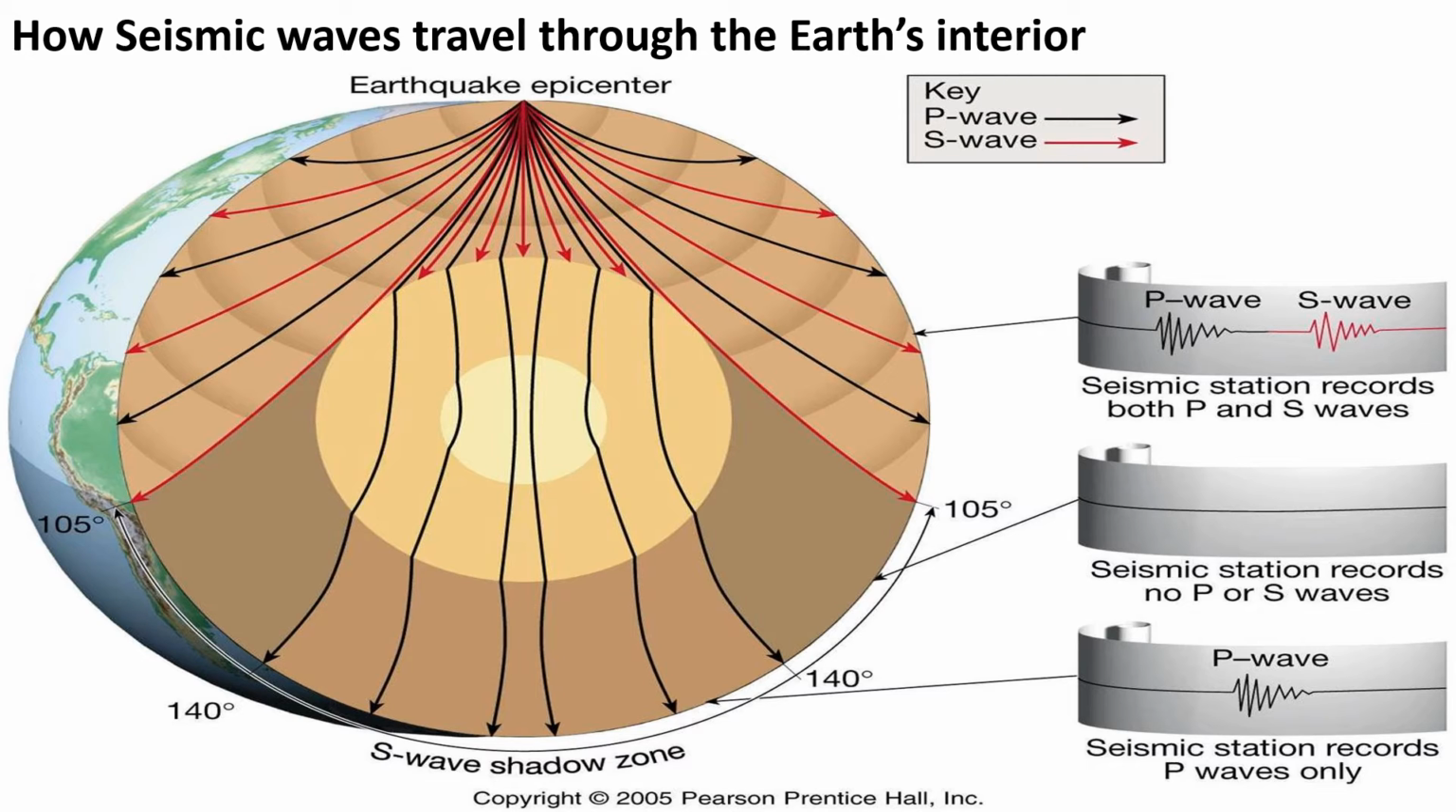So did you notice that the P waves can pass through the solid and the liquid layer? So if you're going to try to look at the color, the black one represents the P wave and the red one represents the S wave. So if you're going to look at the red color, then it doesn't pass at the center. So meaning to say, it is only the P waves that can pass through the solid and the liquid layers of the Earth.